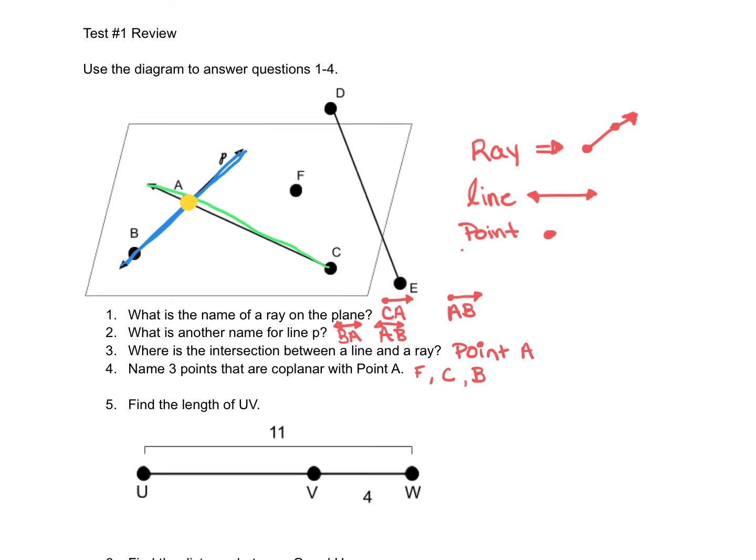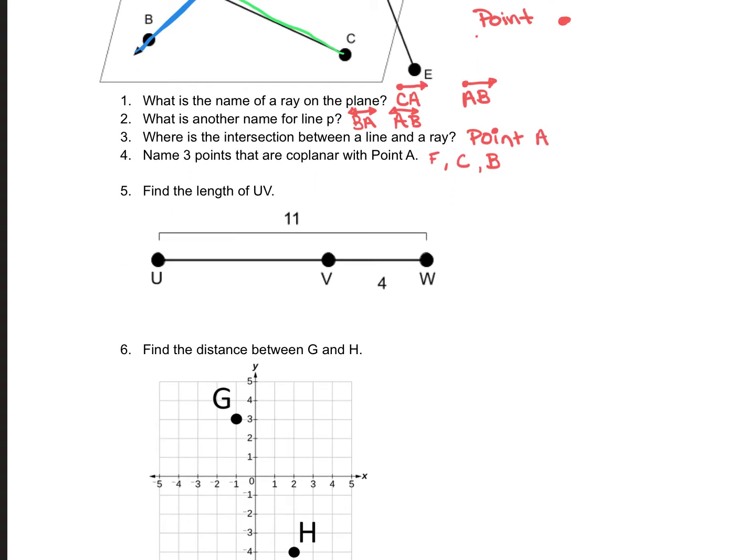Now looking at question 5. Question 5 says, find the length of UV. We can see that we are given the total, all the way from U to W. Then we're even given from V to W. And it wants us to find U to V, that green section right there.